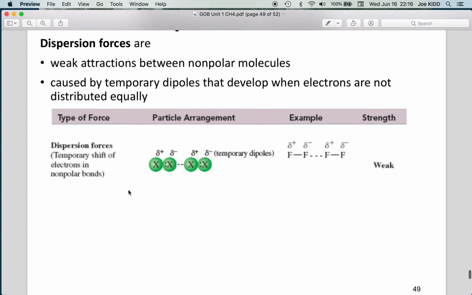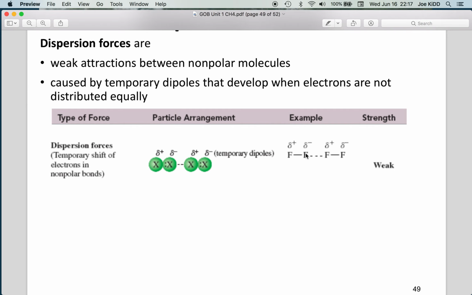But this is caused by a temporary dipole that develops when the electrons are not distributed evenly. So this can happen even when we have a nonpolar covalent bond. In a nonpolar covalent bond, we know that electrons, even though they're hanging out in this bond and probably pretty equally shared, are always constantly moving, right? Is it possible for just an instantaneous moment that both electrons hang out on this end of the bond, just for a moment, and then the next instant they're somewhere else, because they're always moving?